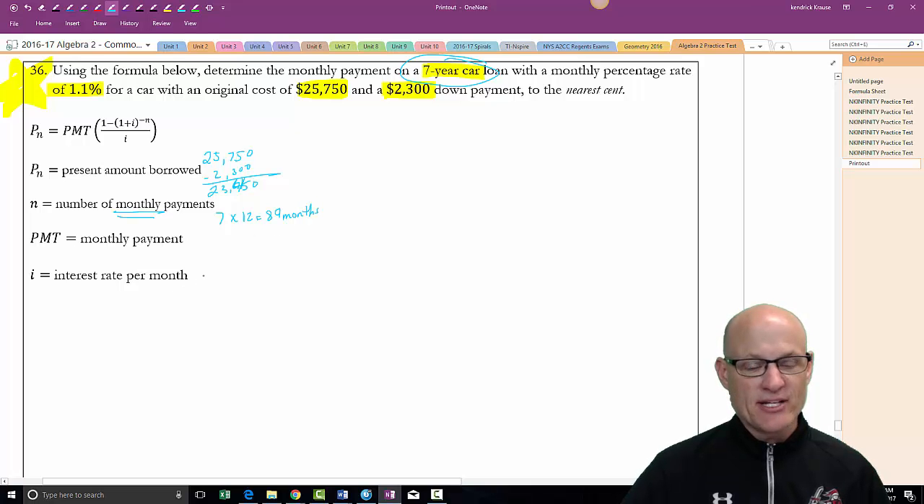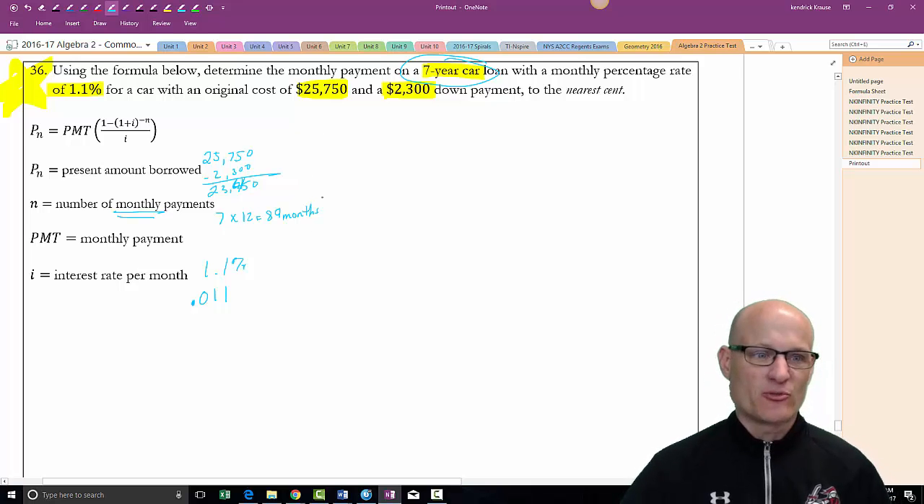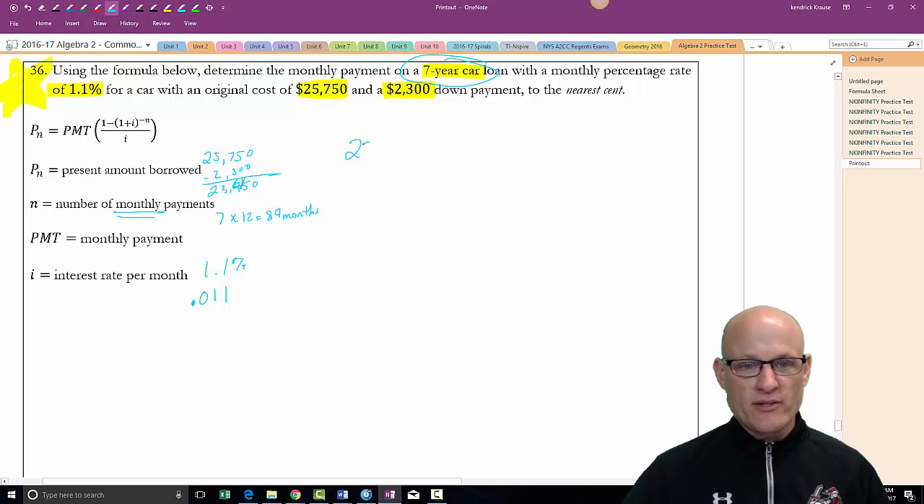This I don't know, and my interest rate is 1.1%, but again, that's really 0.011. Just be really careful with those percentages. All right, so how much am I borrowing? I'm borrowing $23,450. I don't know what my payment's going to be, but I know the rest of this.